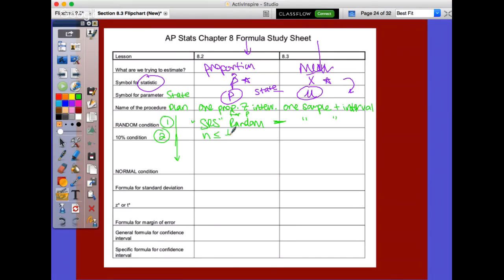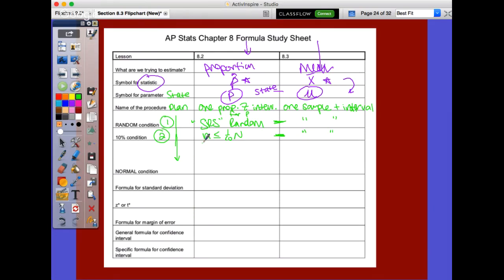N is less than or equal to 1/10 of big N. That needs to be true in order to use the standard deviation formula. It relates to independence. So if something's not independent, then we have to use it to be able to say that it's so large that it doesn't matter. And again, as we've said it in the mean world, it would be the same over here as well.